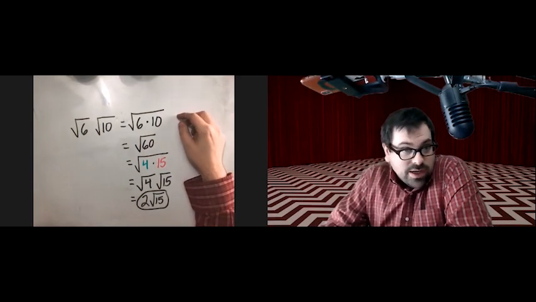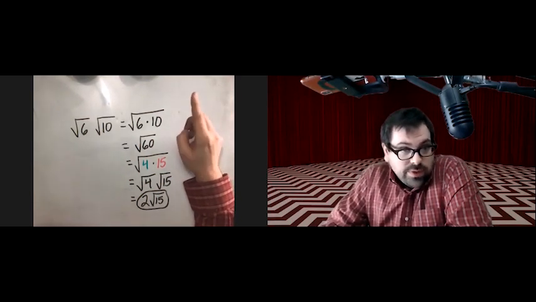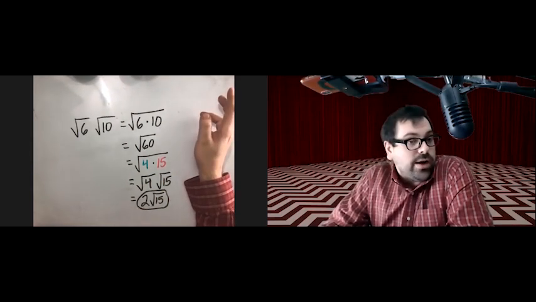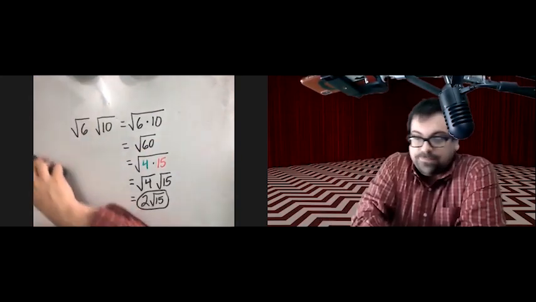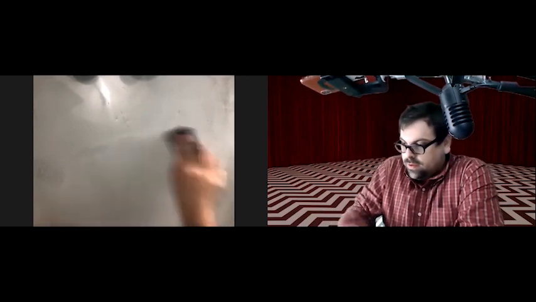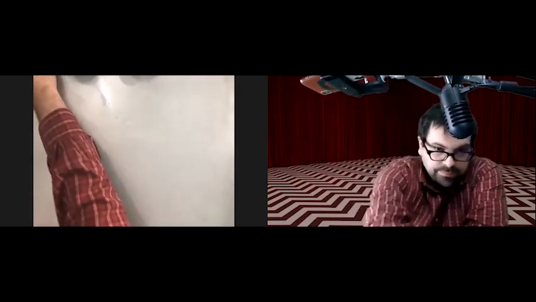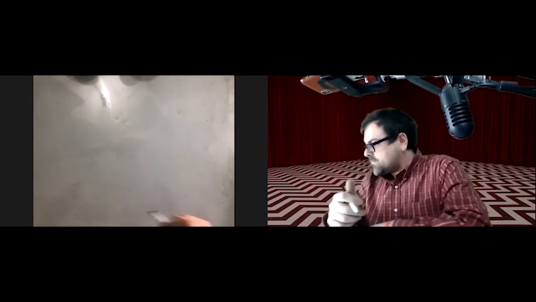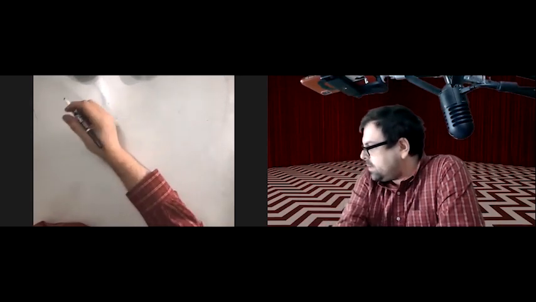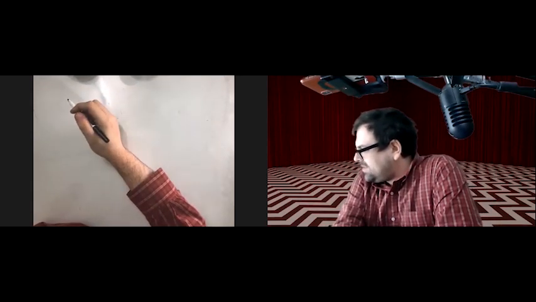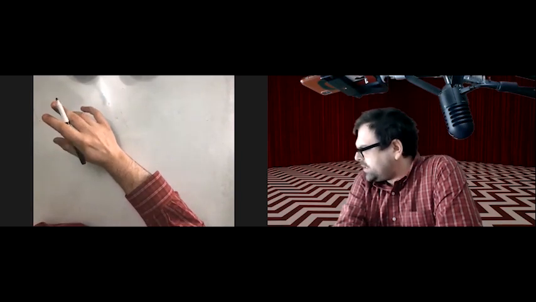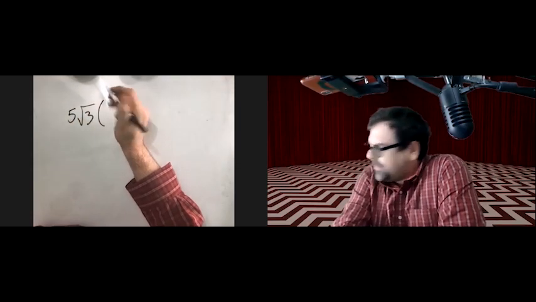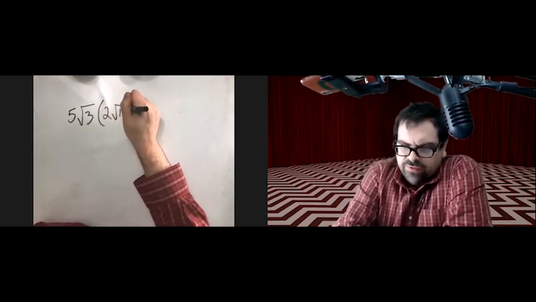But our next example is going to involve x. So we do have our special instruction. X represents a positive real number. We don't have to worry about putting absolute value signs in. Let's do one more before we bring an x in. Let's do something in this form. 5 radical 3 times 2 radical 15.